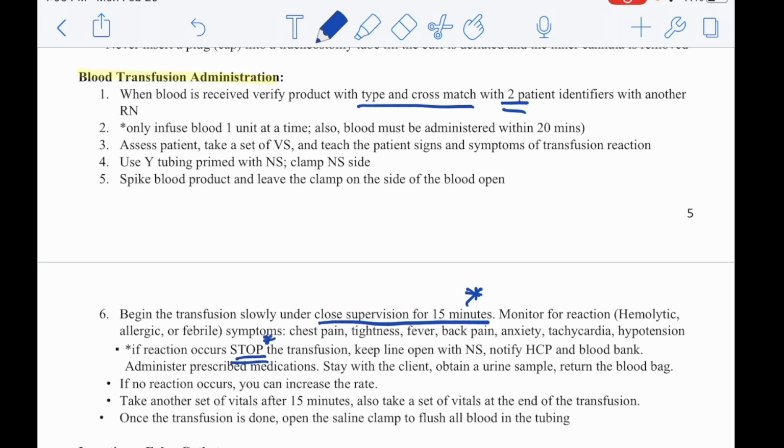They want to know that you stay with the patient for 15 minutes, that if a reaction occurs, you stop it, that you keep the line open with normal saline. If no reaction occurs, you can increase the rate, take another set of vitals 15 minutes later, also take a set of vitals at the end of the transfusion, and once the transfusion is done, open the normal saline clamp to flush all of the blood out of the tubing.